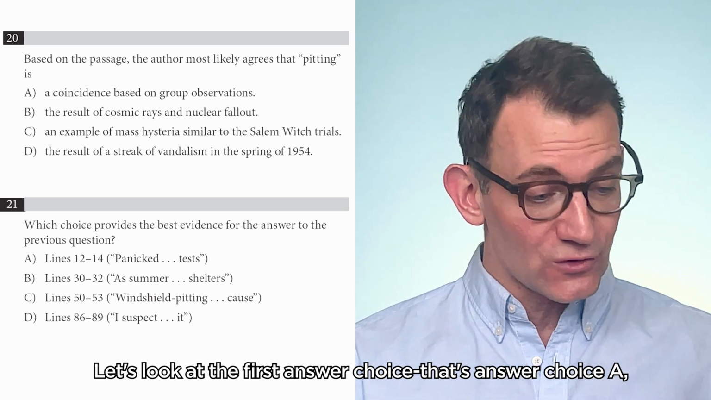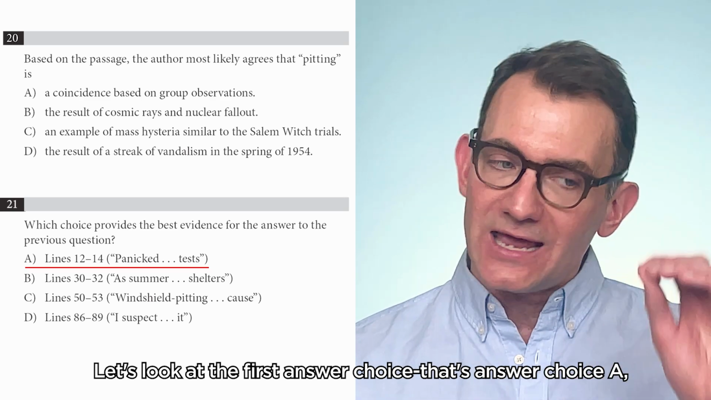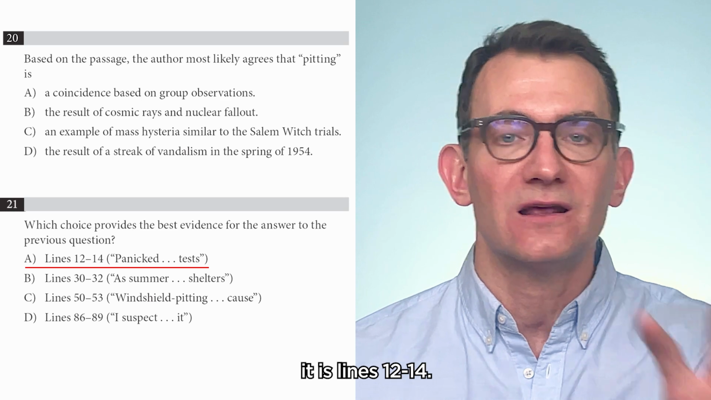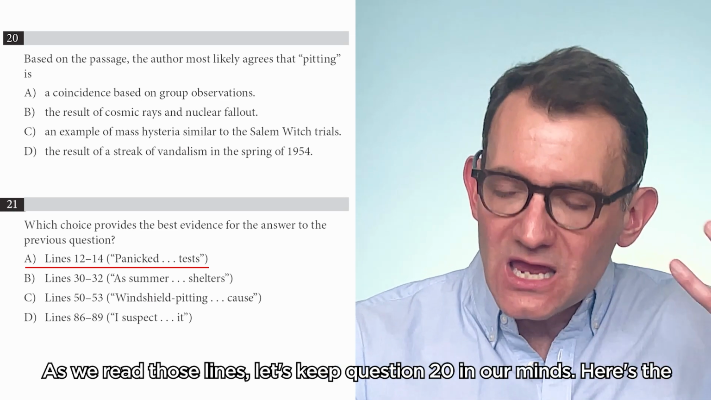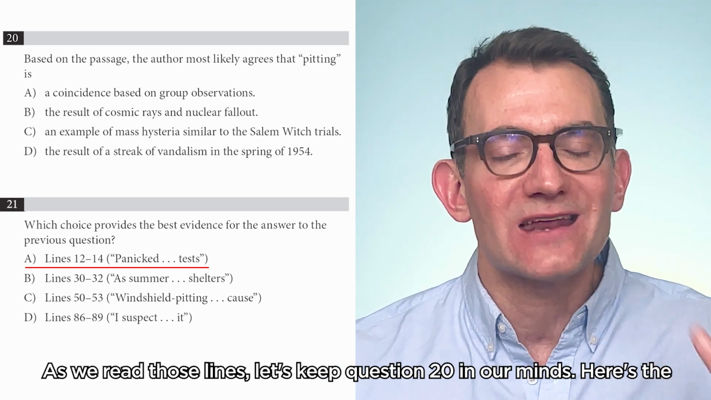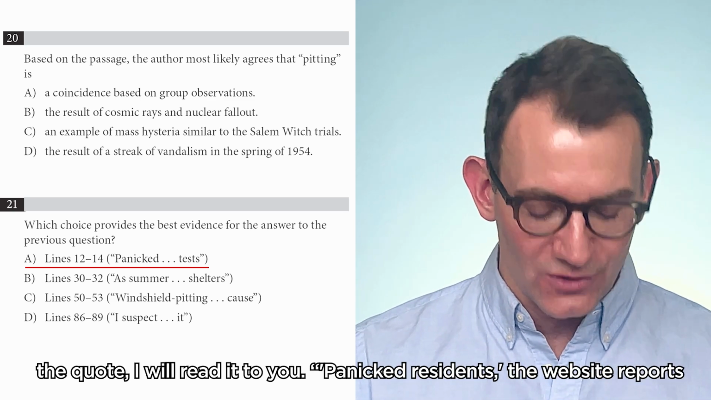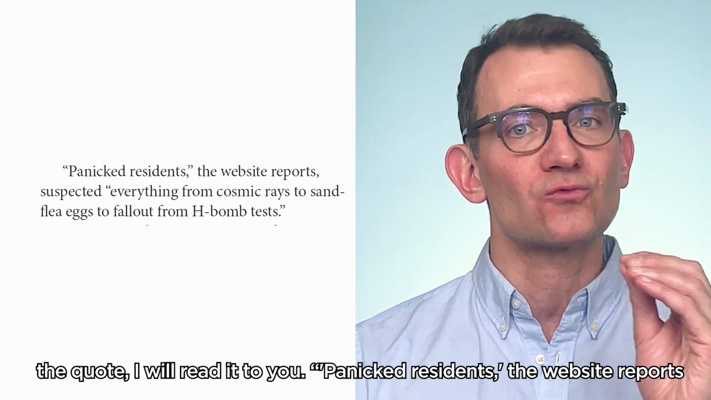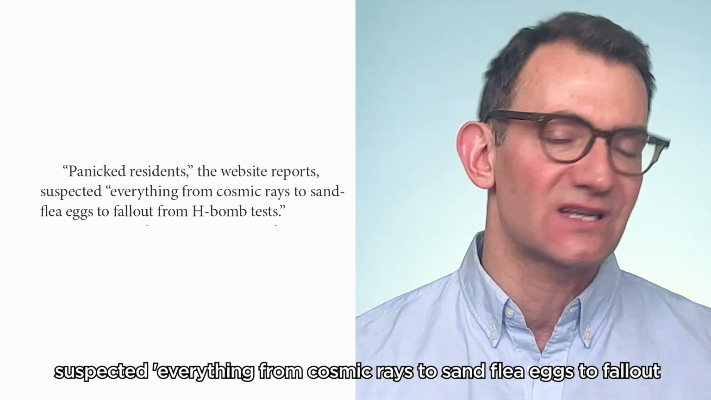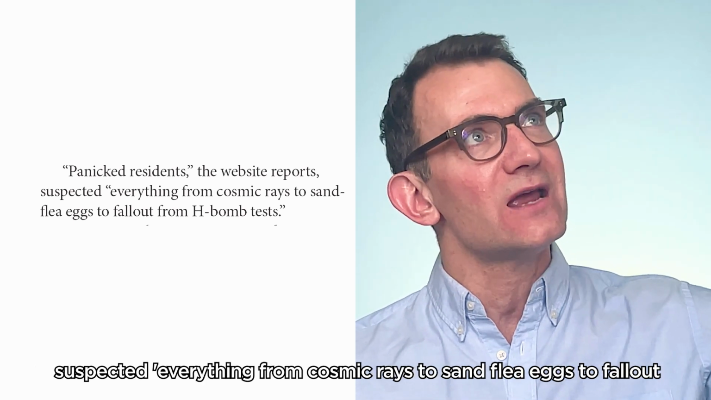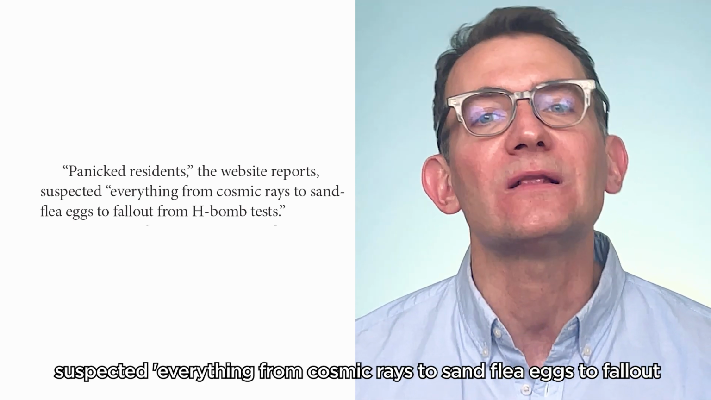Let's look at the first answer choice. That's answer choice A. It is lines 12 through 14. As we read those lines, let's keep question 20 in our minds. Here's the quote. I will read it to you. "Panicked residents, the website reports, suspected everything from cosmic rays to sand flea eggs to fallout from H-bomb tests."